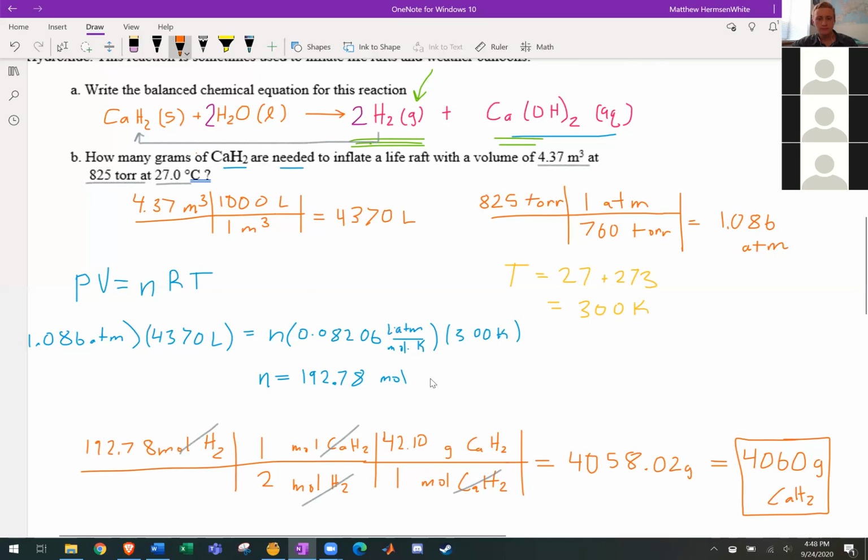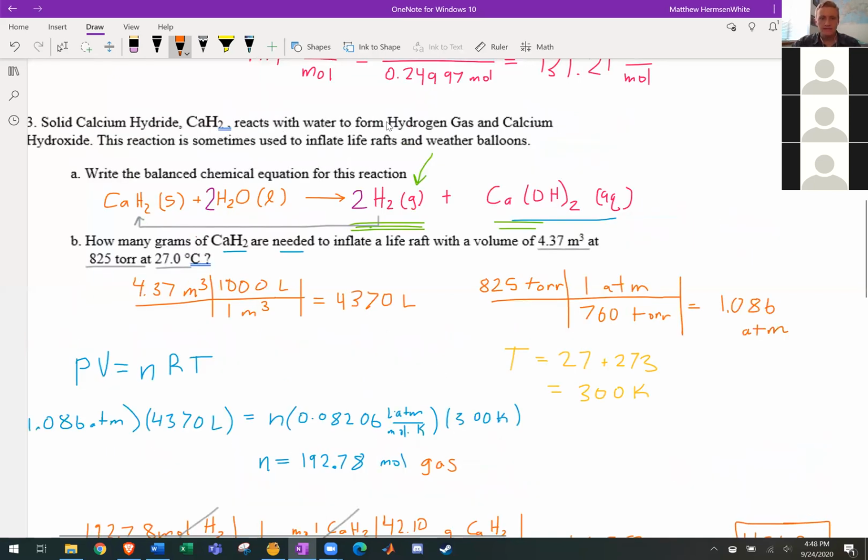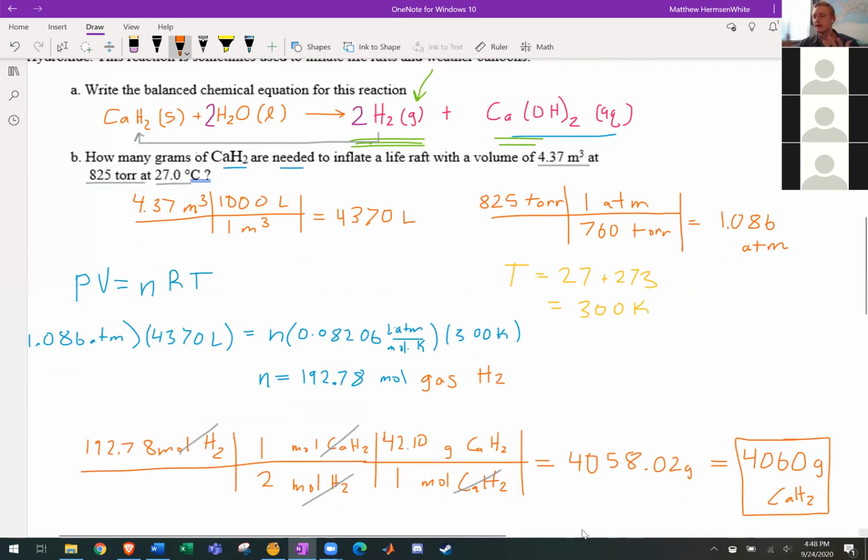Technically this is moles of gas. It's moles of gas because we're doing gas laws. PV = nRT is a gas law, so the n is always going to be in moles of gas. Now the question here is, which substance in our problem is a gas? Well, it says up here in the problem that it forms hydrogen gas. Therefore, this is going to be moles of hydrogen. Does that make sense? Yeah, it does. Thanks. Okay, great.